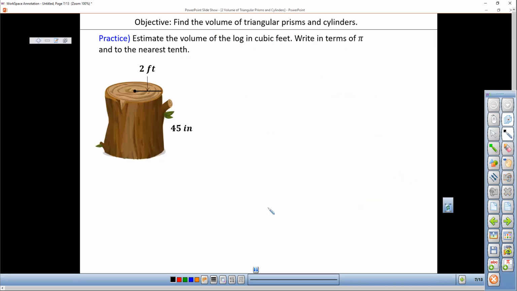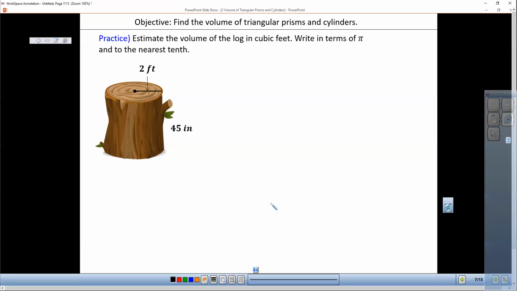All right, so here's a practice problem. I recommend that you pause the video here, give this problem a try, and we'll look at the answer in a moment. All right, let's look at this answer.